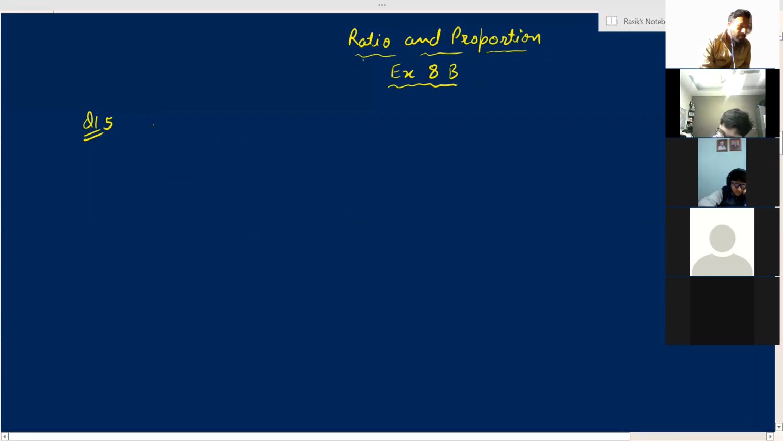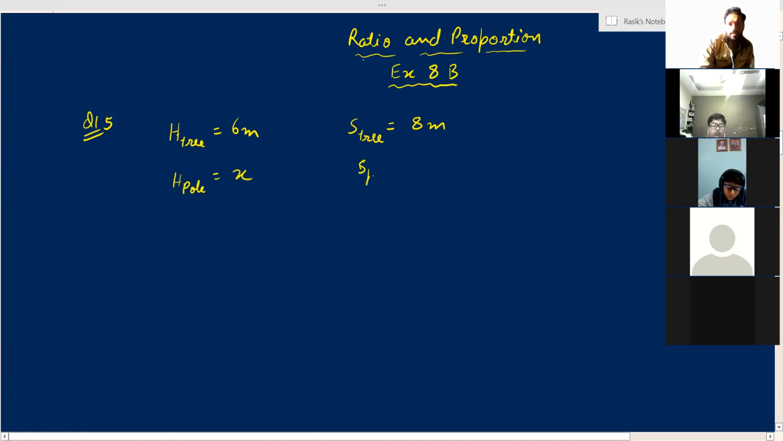There is a tree. The height of the tree, you can write h tree, is 6 meter. And it casts a shadow of s tree, meaning shadow of tree is 8 meter. Height of the tree, shadow of the tree. And in the second case, you have to find the height of the pole where the shadow of the pole is 20 meter. Height of the pole is not given, so you take it as x. Shadow of the pole, we know it is 20 meters.